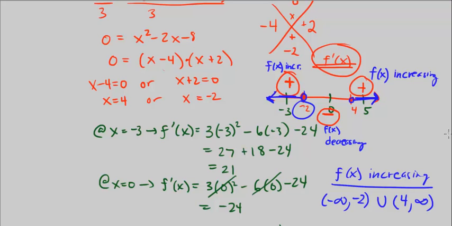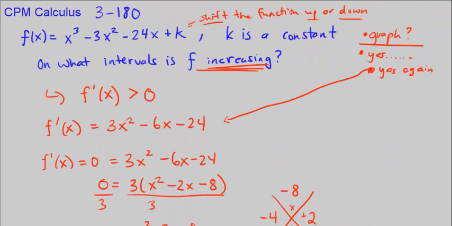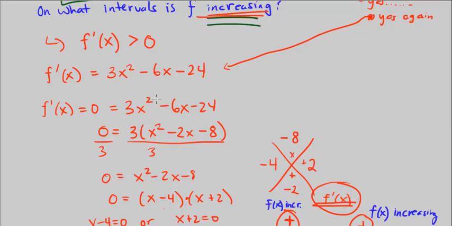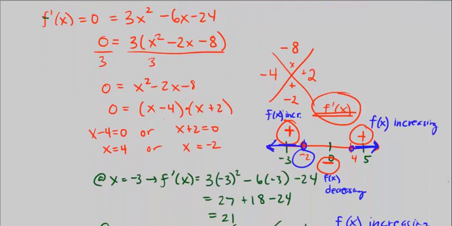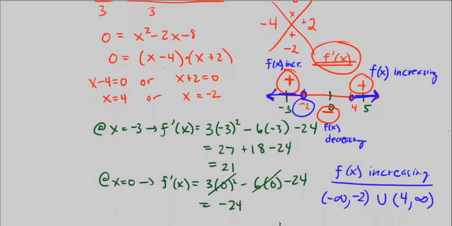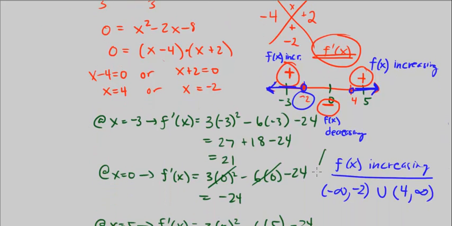Again, if we had our calculator out, we could have looked at the graph of f of x, excluding, again, k, because that's just shifting it up and down. We could have looked at it and said, well, where is it increasing or decreasing? Or we could have looked at the graph of f prime of x, right, and said, well, where is it above the x-axis? That is going to tell us where f of x is increasing. All right, so that ends right here. Let's box our answer, and that will end for us CPM Calculus, chapter 3, number 180.